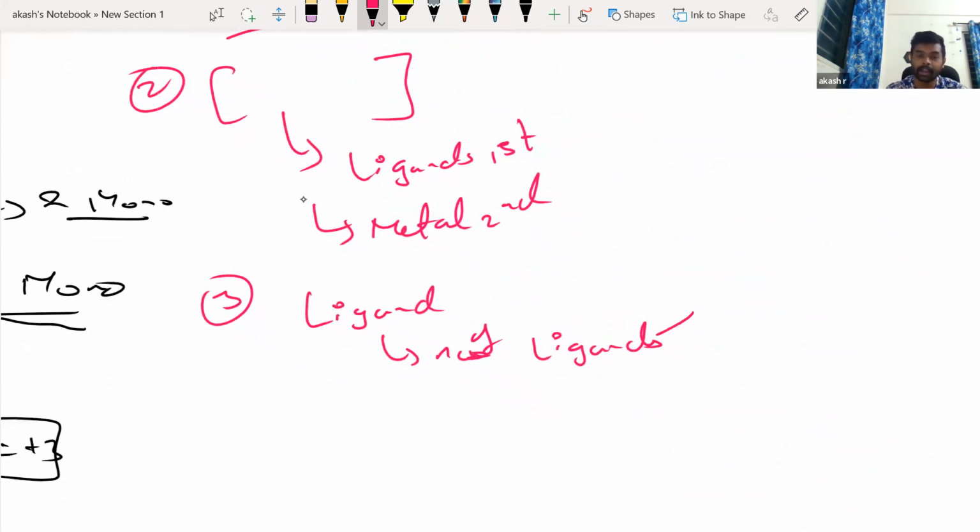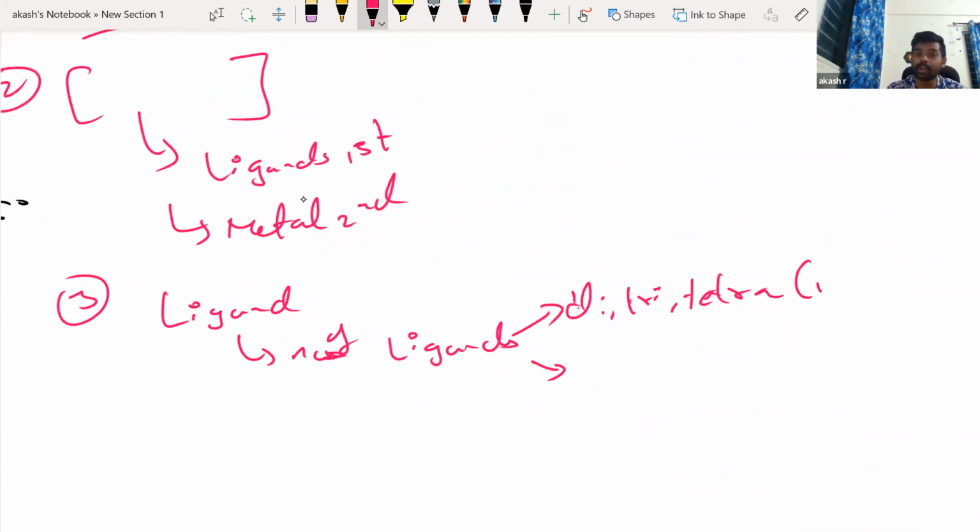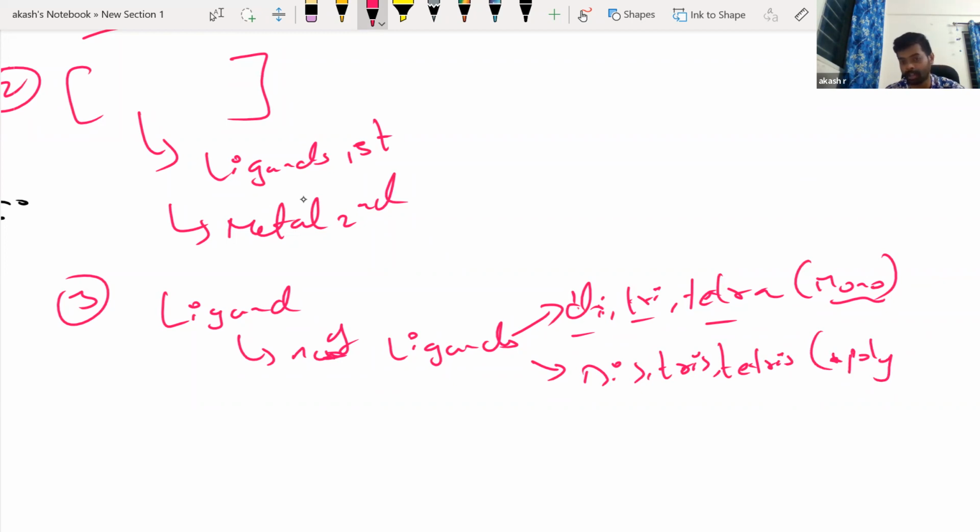One is di, tri, tetra, something like this. You will do this for monodentate ligands. If you have monodentate ligands, the number of ligands will be specified by di, tri, tetra, penta, and so on. Now, bis, tris, tetrakis, like this, you will use when you have polydentate ligands, generally anything other than monodentate.